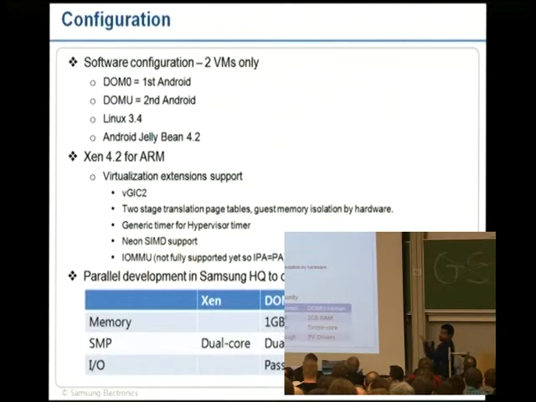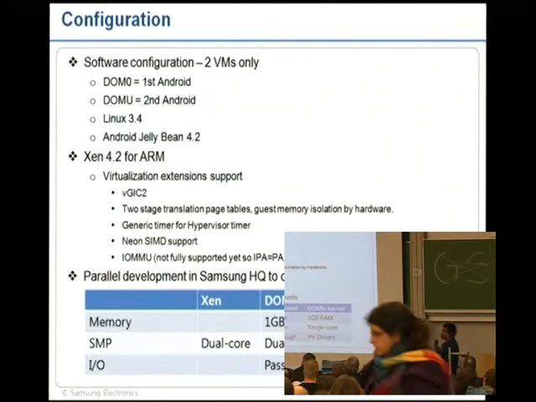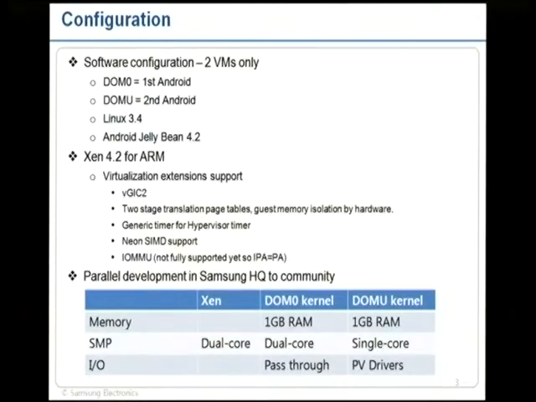As you see, with the virtualization extensions, ARM provides the virtual GIC for interrupt management, and a two-stage translation page table so that the memory is clearly segregated and there is isolation of memory within the guests. We have a new generic timer interface for the hypervisor timer, and we had to support virtualization for the Neon SIMD support. This device has an IOMMU, but it was not completely supporting second stage translations. So we had to use the intermediate physical address, which is the second stage translation address, as a physical address. That was basically the work which we did. I'm not going into detail of that work. My focus is mostly on the GPU part.